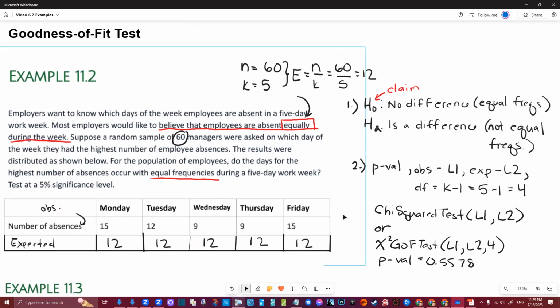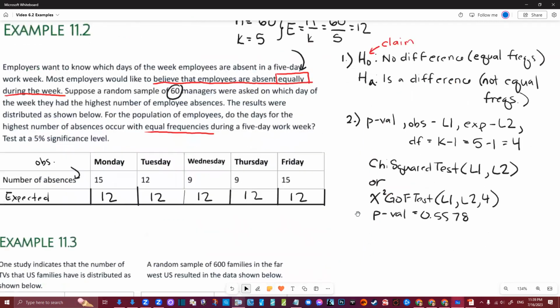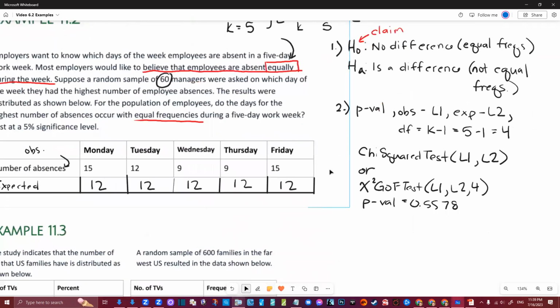So next step, we're going to use that p-value, and we're going to compare it to our alpha. So for step 3, our p-value and our alpha is 5%, which is 0.05. And 0.5578 is bigger than 0.05. So that tells me I should not reject. Do not reject the null.